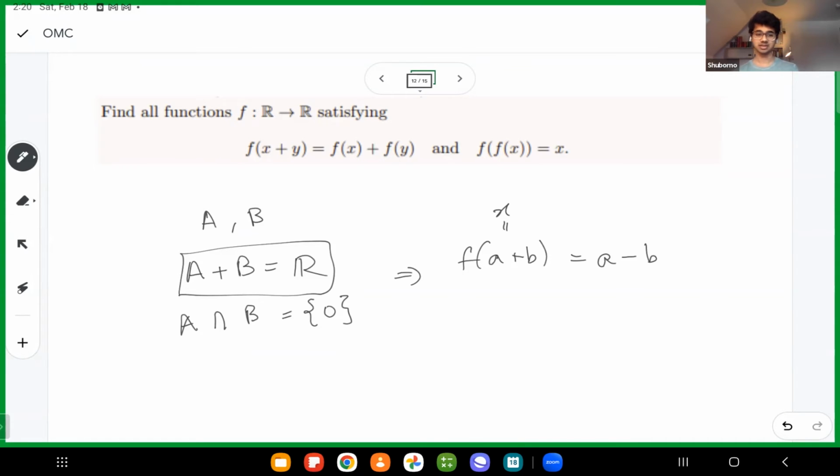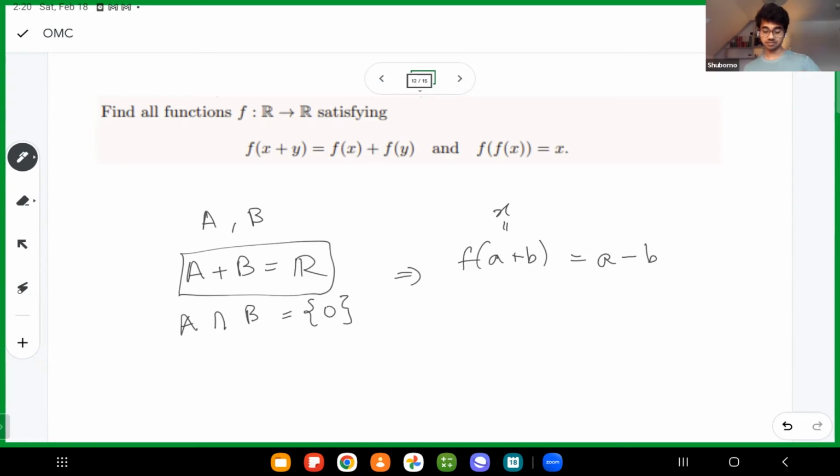So yeah, I hope that makes sense. Can you repeat what's the solution? Like, I got A plus B equals R and A intersection B is 0. But what do you do after that? I was thinking of two sets that actually do this.